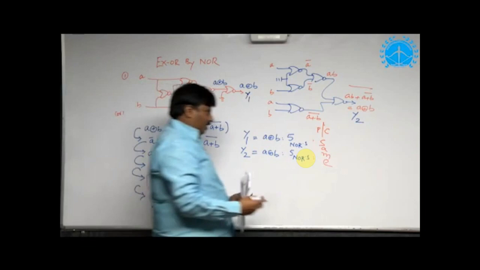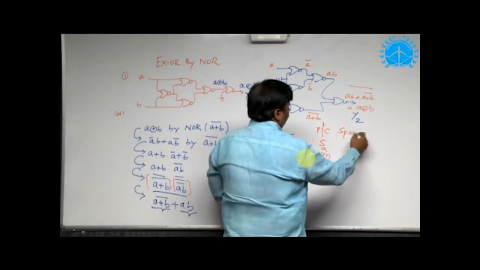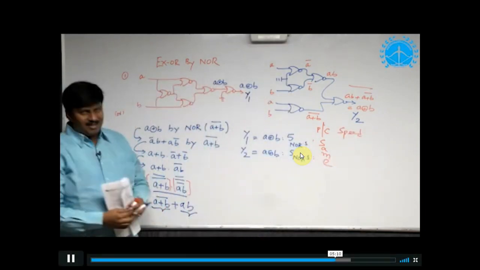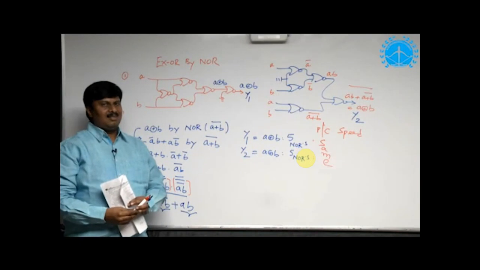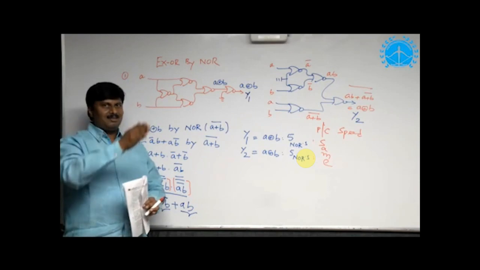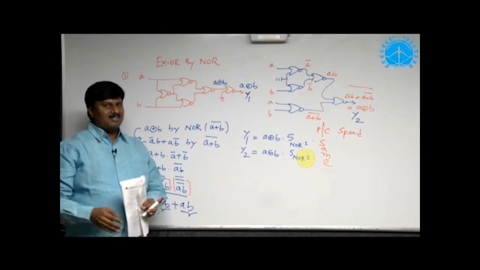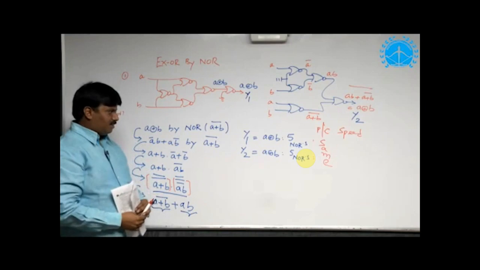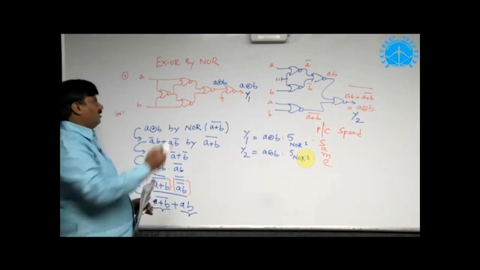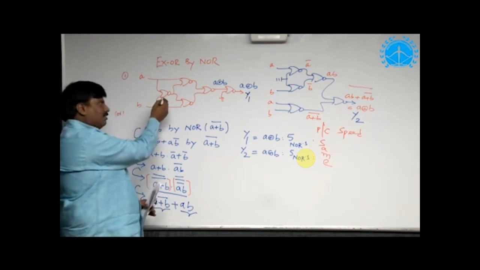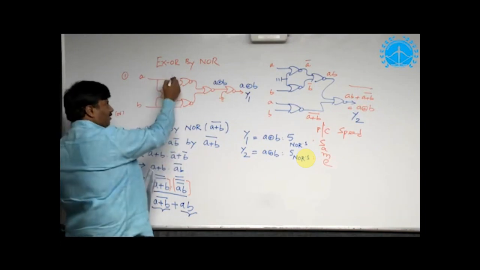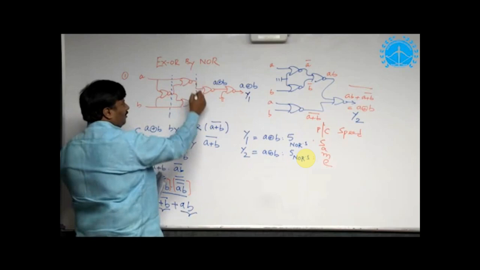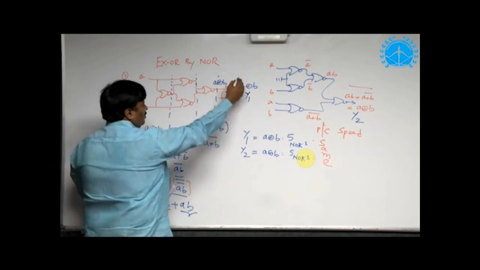Then I look into the speed of the operation. The speed of the operation depends on the number of levels, not the number of gates or the number of simultaneous workings in the circuit. When I count the delay of Y1, it is one gate, then a second gate. So this is the first level, this is the second level, this is the third level, and this is the fourth level.